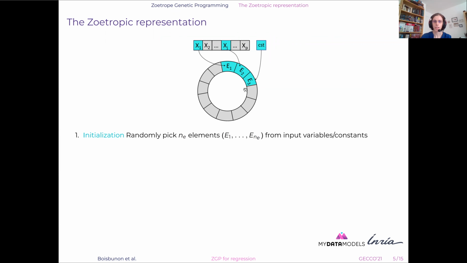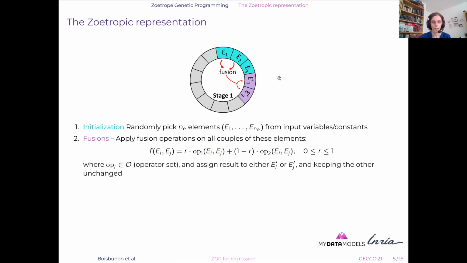So the first step is to pick at random variables from the input variables here and or constants, and to keep them in memory in a set of elements. Then we combine couples of these elements through fusion operations. So it's more complicated than just looking at operators and transforming them by operators.